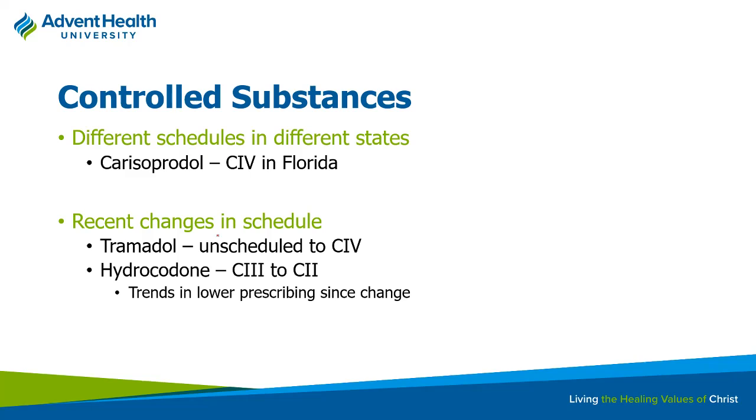And then tramadol: for a good long time, before NPs and PAs could write for controlled substances, this was a really good pain med for you guys to write for because it was a partial opioid. It was a little bit better than something like ibuprofen or Tylenol, but it was non-controlled, so you could write for it no problem. And we realized there's still abuse happening with it, so they bumped it up to a C4.